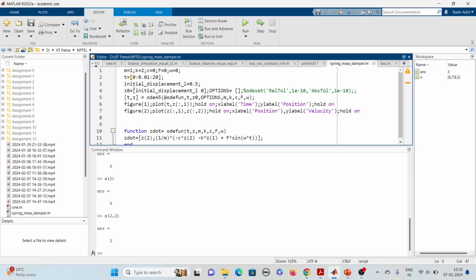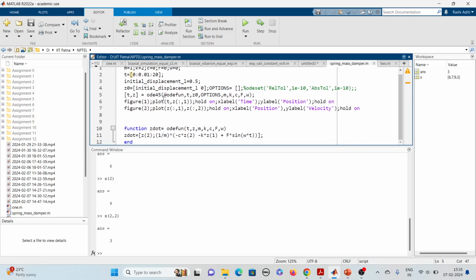It is going to numerically integrate this z dot, and it will store the time in t and the velocity and the displacement or the position in z. Okay, it is going to get stored, and it will appear in the workspace. After that, I plot the figure of time and position versus time, and the position versus velocity.